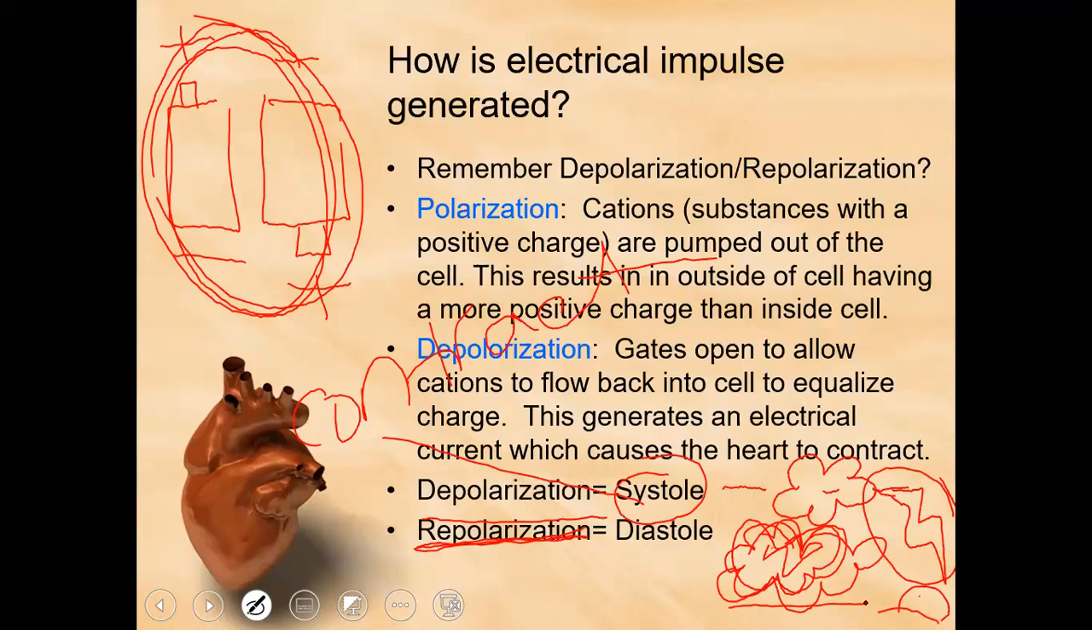So it's considered the working phase. Correct? Yes, the depolarization would be the working phase because it's causing the muscle to contract and work. And then the repolarization, I believe they refer to it as the resting phase, because the muscle is relaxed and not actively working. I have to have the energy of the impulse to cause the muscle to contract.